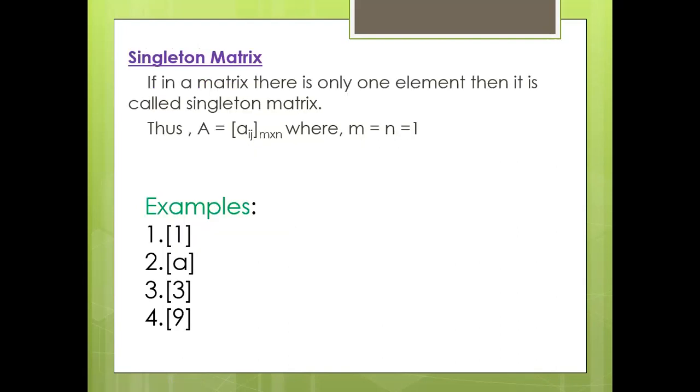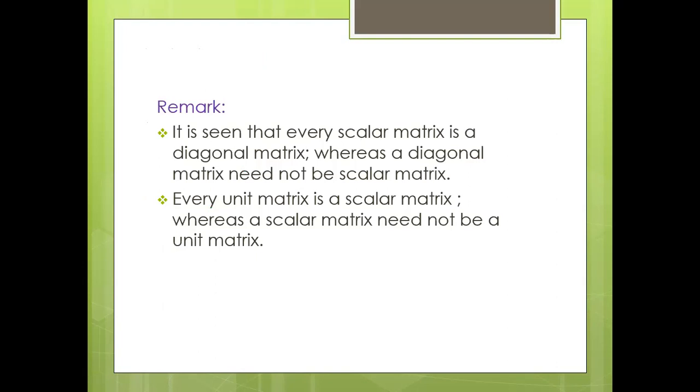Then remark. It is seen that every scalar matrix is a diagonal matrix, whereas a diagonal matrix need not be a scalar matrix. Every unit matrix is a scalar matrix, whereas a scalar matrix need not be a unit matrix.